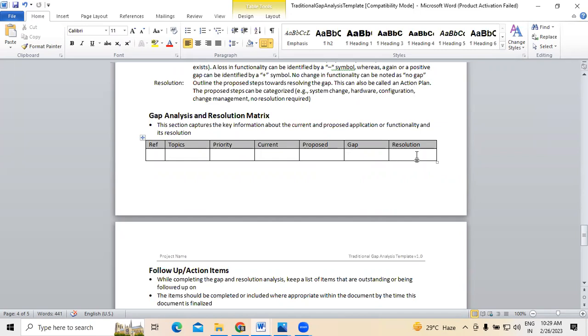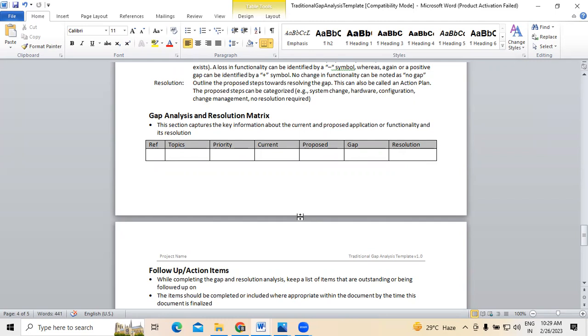It could be a functional gap, as I mentioned earlier. This could be a non-functional gap. This could be a gap relating to the security aspects of the application, whatever it is. So that information has to be updated here under this gap analysis and resolution matrix. And this is all the documentation which is for reference purposes. Please do remember, whatever documents we are preparing are for reference for the team to follow.